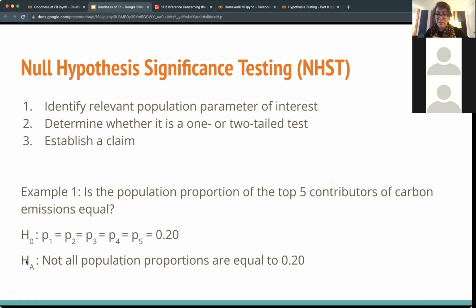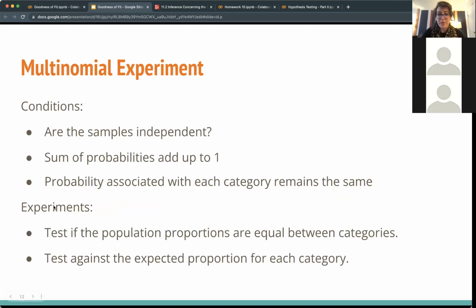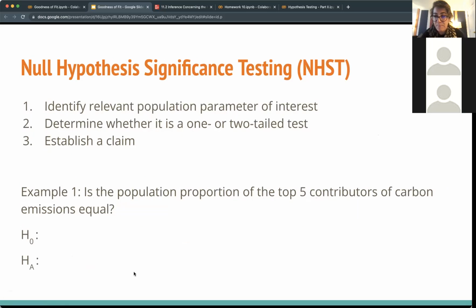Oh, so these are just 2 separate examples asking 2 different questions. I'm saying these are 2 different experiments we can take for this. The first example ran through testing if the population proportions are equal to each other. And the second example was testing an expected proportion for each category. Okay.